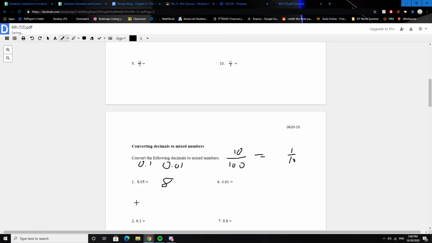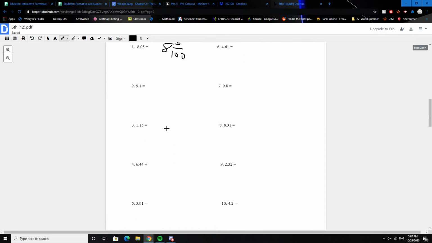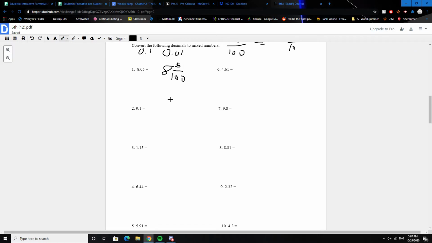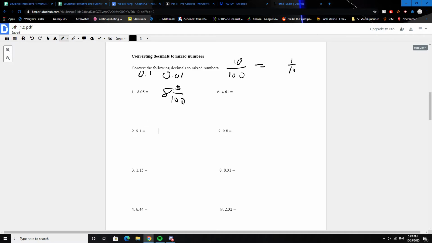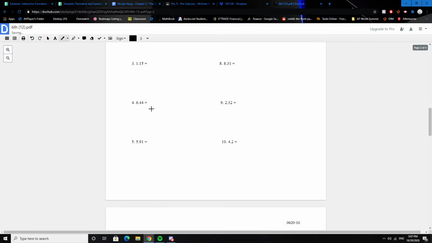So continuing from there, you have 5 in the hundreds place. That means it's going to be 5 over 100. So you can obviously simplify this, but I don't think that's required in this situation. But I'm kind of running out of time here. So real quick, 9.1, 9 whole numbers, and you have 1 in the tens place, so you have 1 over 10, not 100.